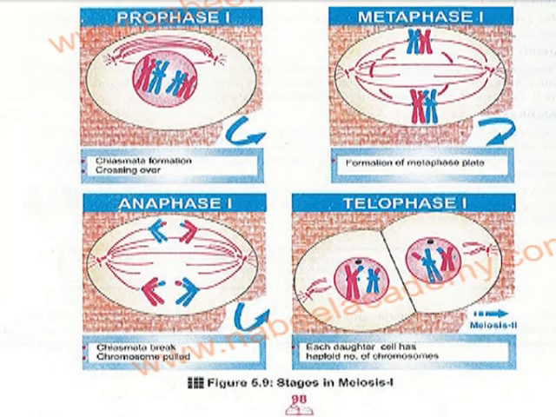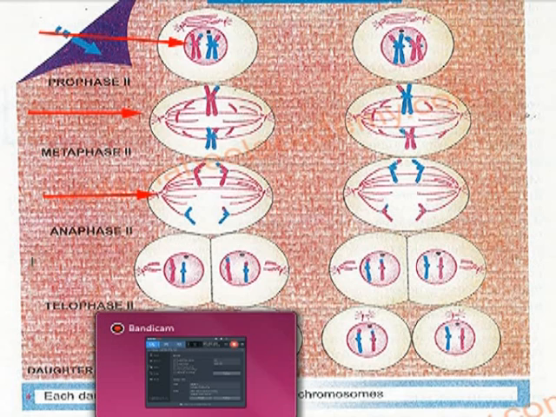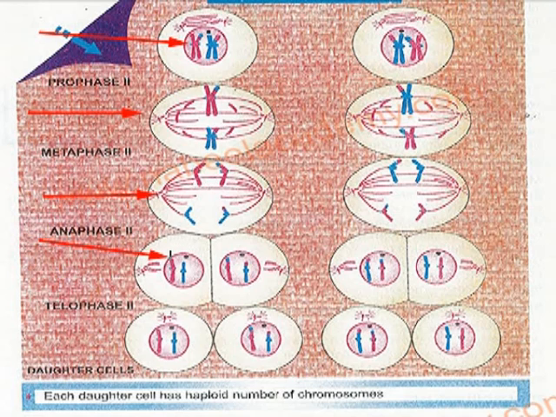Okay, stages of meiosis 2. In meiosis 2, you can see another prophase, which is prophase 2, then metaphase 2. This is prophase 2, this is metaphase 2, this is anaphase 2. Why 2? Because we have two daughter cells, and the division happens in anaphase and then telophase. Now you can see haploid daughter cells.